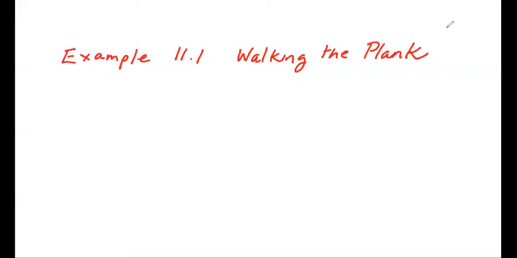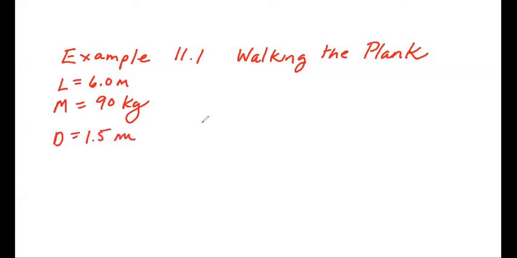All right, example 11.1. They call it walking the plank. They say, a uniform plank of length 6.0 meters and mass 90 kg rests on two supports separated by d equals 1.5 meters. Cousin Throckmorton wants to stand on the right-hand end of the plank. If the plank is to remain at rest, how massive can Throckmorton be?